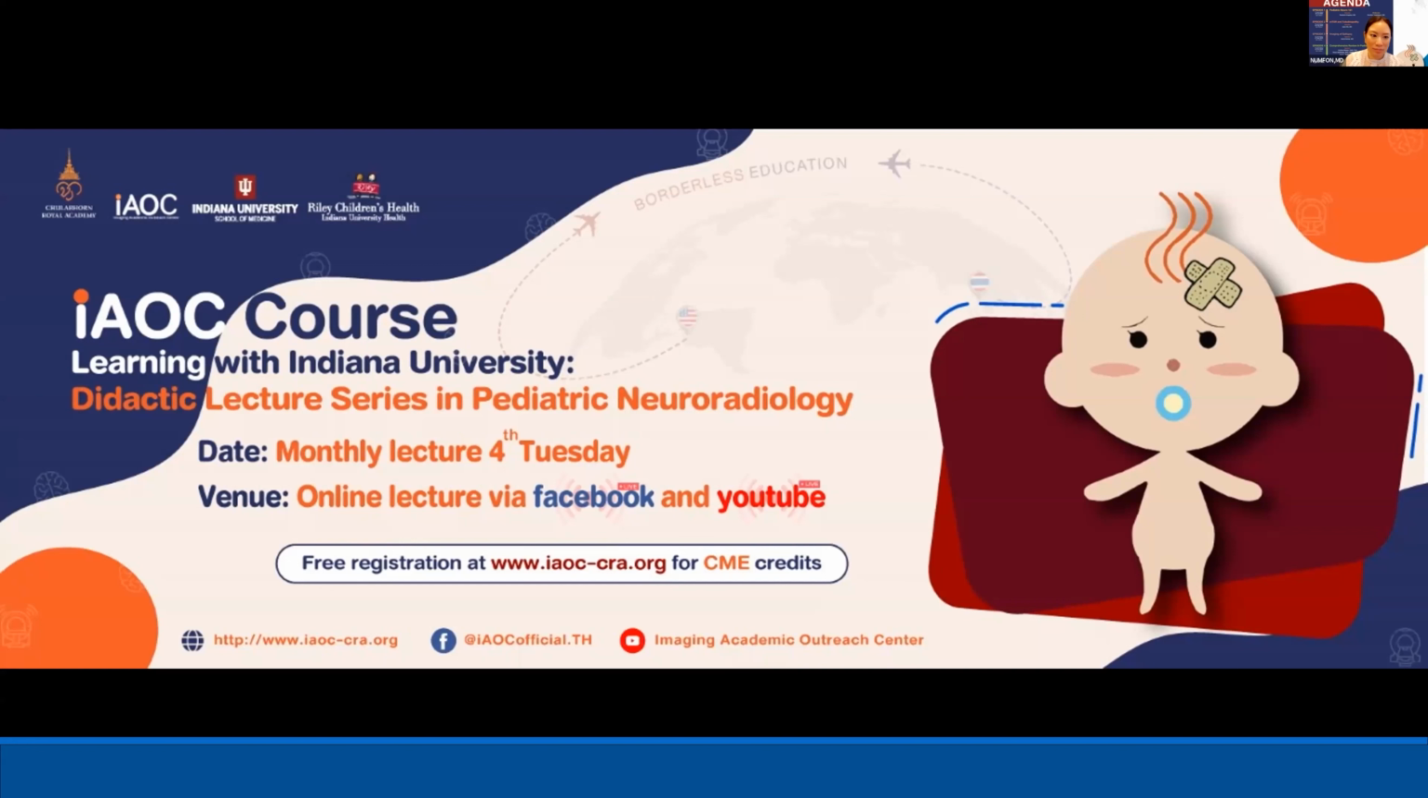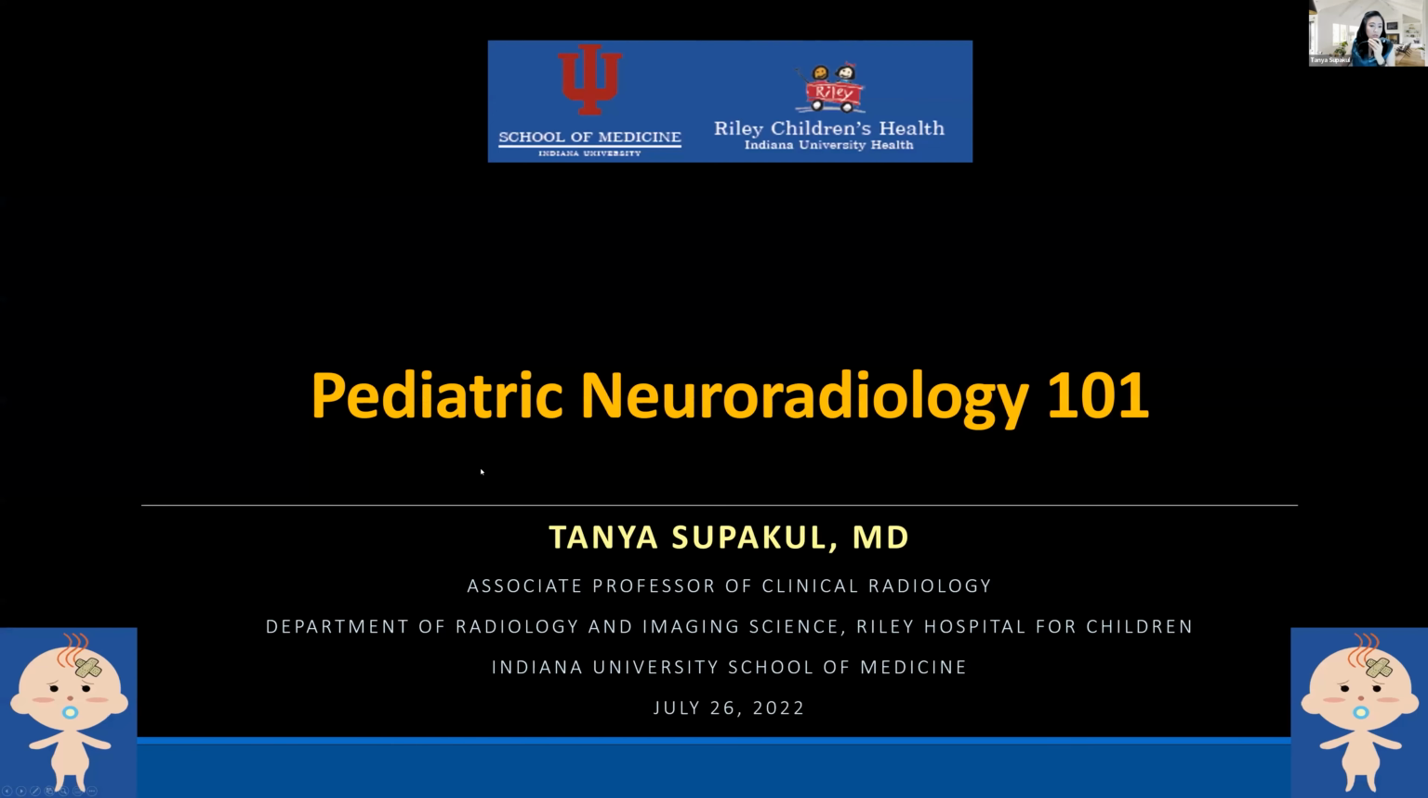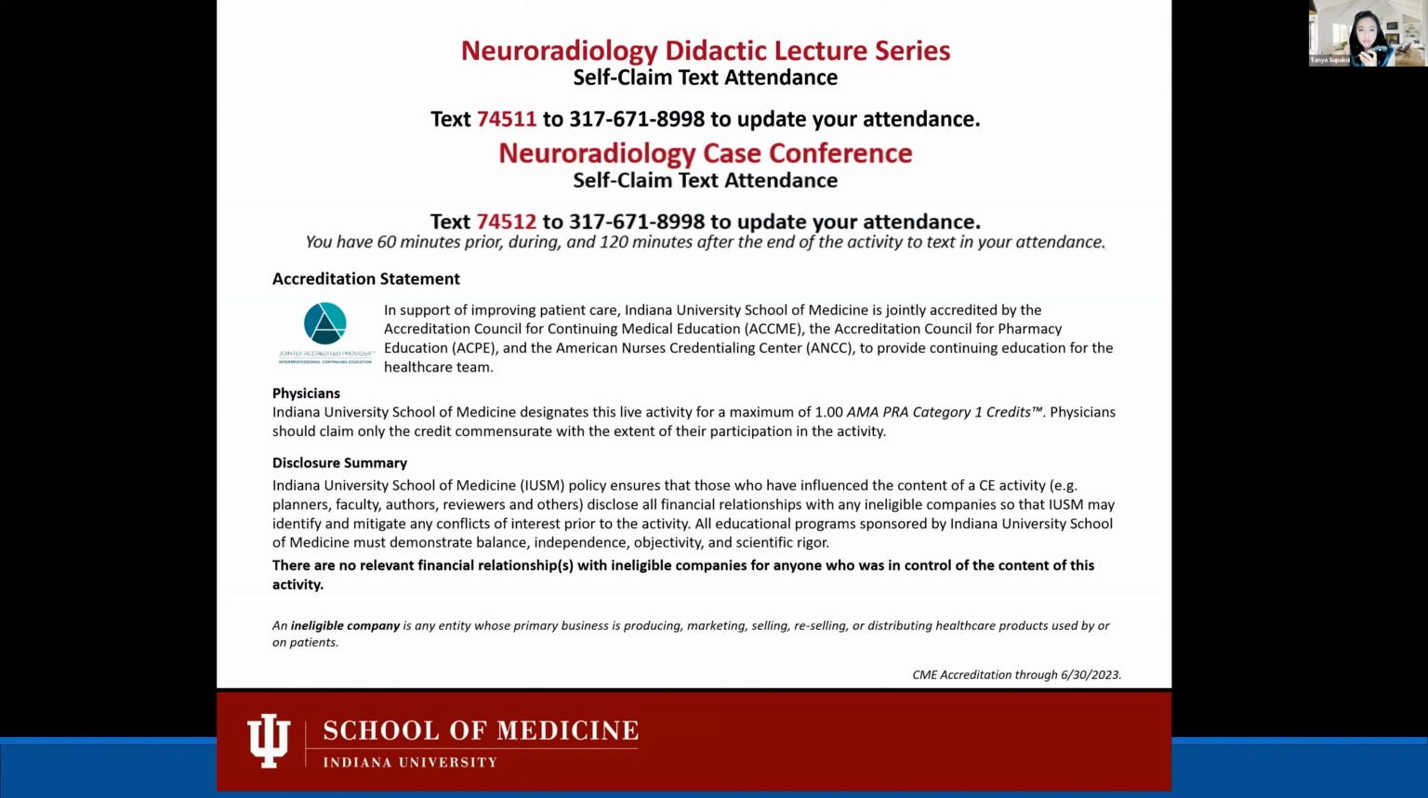Yes. Okay, so let's start. This is a talk on pediatric neuroradiology 101. I will give you an overview on how to read pediatric neuroimaging. First of all, we have the CME code for this lecture. It's a 2-hour lecture, so there are two codes, 74511 and 74512, for the people at IU to get the CME credit. For the people overseas, if you want to get the CME credit and you already registered for this course, you will get the evaluation form at the end. Please complete the evaluation form and then you will get the CME credit.